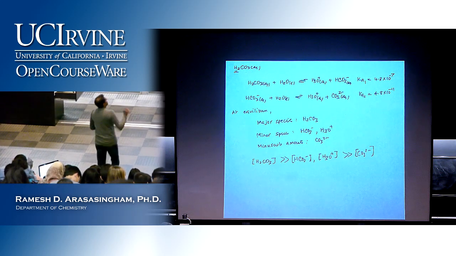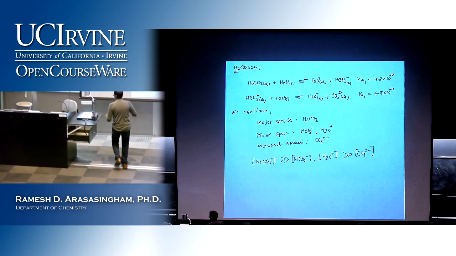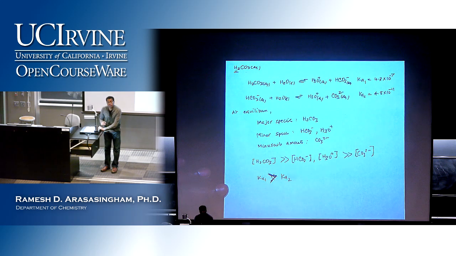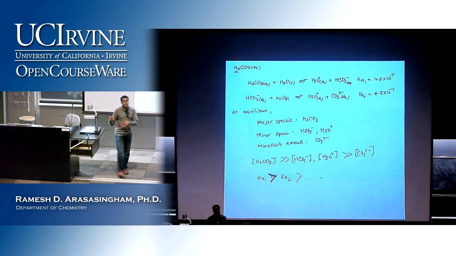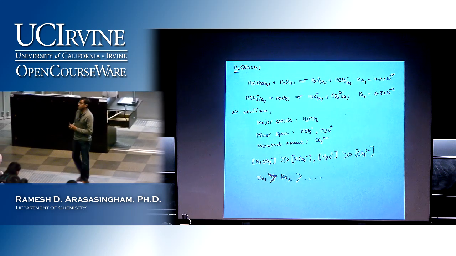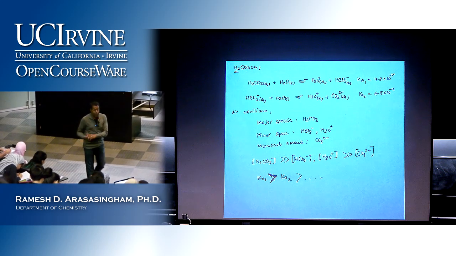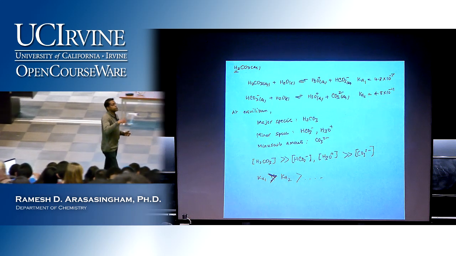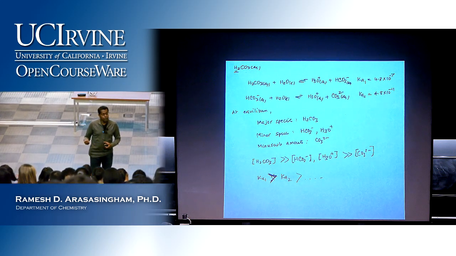All right? Now lastly, I want you to notice that always Ka1 will be much greater than Ka2 and will be greater than any subsequent protons that come out. All right? So always, the first equilibrium constant will always be bigger than the second one. Because it turns out it's easiest to pull the first proton off. Now, pulling the second one off gets harder.